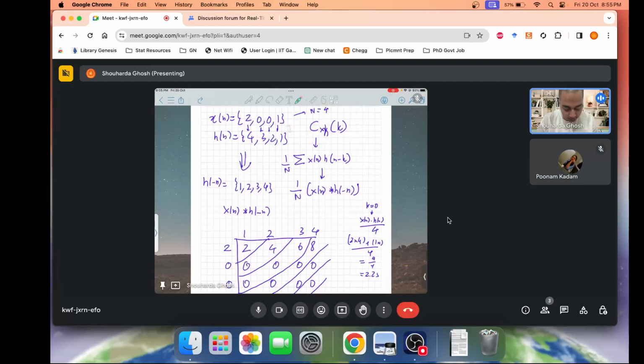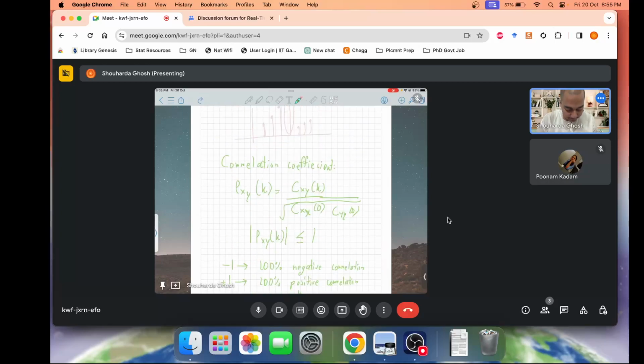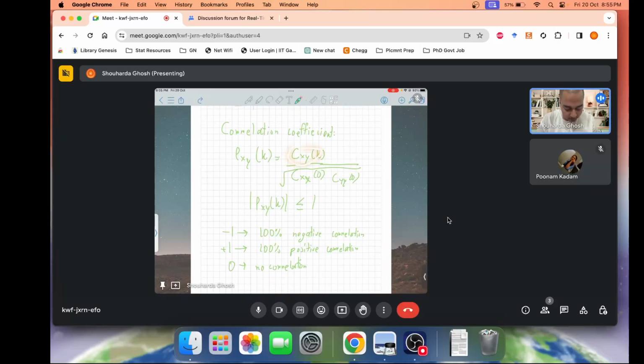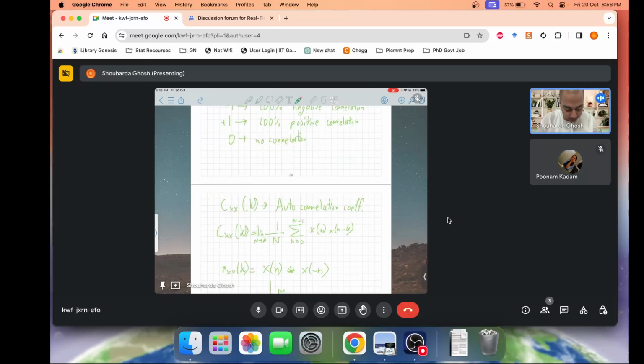Now how do we find the zero crossing? Multiply x of n into h of n directly and add them up, and see the point where the convolution is matching. Okay, and that is your zero point. The correlation coefficient is a special coefficient for showing correlation. It ranges from -1 to 1, and as I mentioned, -1 is 100% negative correlation, 1 is 100% positive correlation, and 0 means no correlation.